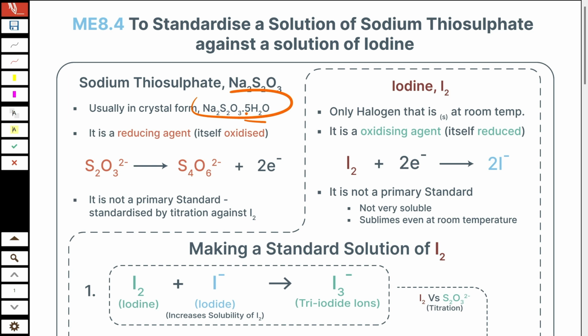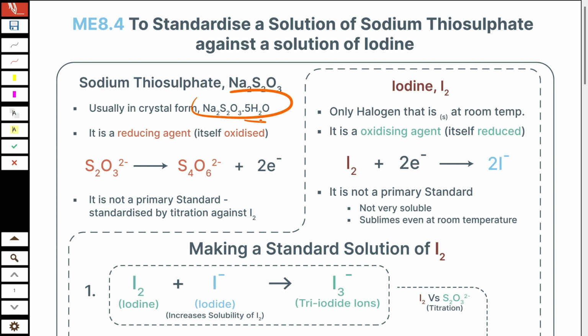It has been before. So a primary standard is something that's in pure stable form that can be used to make up a solution of known concentration. The thiosulphate itself is a reducing agent, and so in the reaction, it itself will be oxidized. This is the reaction here. Not something you need to remember exactly. You'll be given the full equation in the exam, so you'll be able to pull this part out of it. But very important that it's not a primary standard.